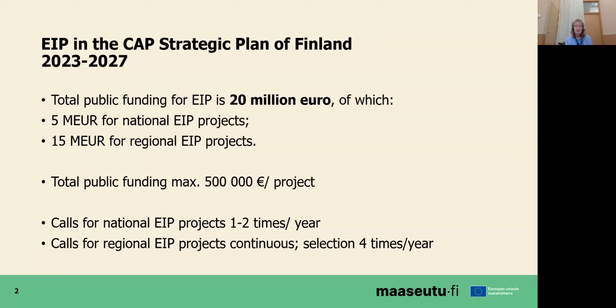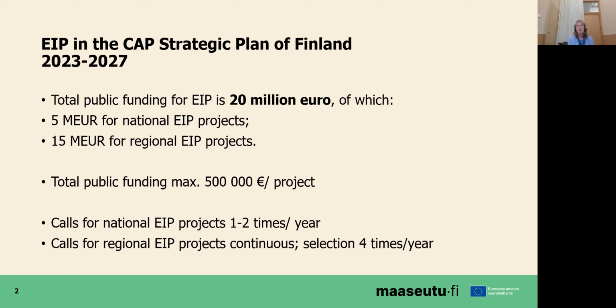Okay, so in this new CAP plans period of Finland, we have total public funding for EIP 20 million euro, which is much more than in the previous when we originally only had 3 million euro, because this has been a very successful type of projects. And this time we have 5 million euro for national EIP projects, which was the only type of EIP in the last programming period. But in addition, we now have 15 million for regional EIP projects where the decision is made in the regional ELY centers.